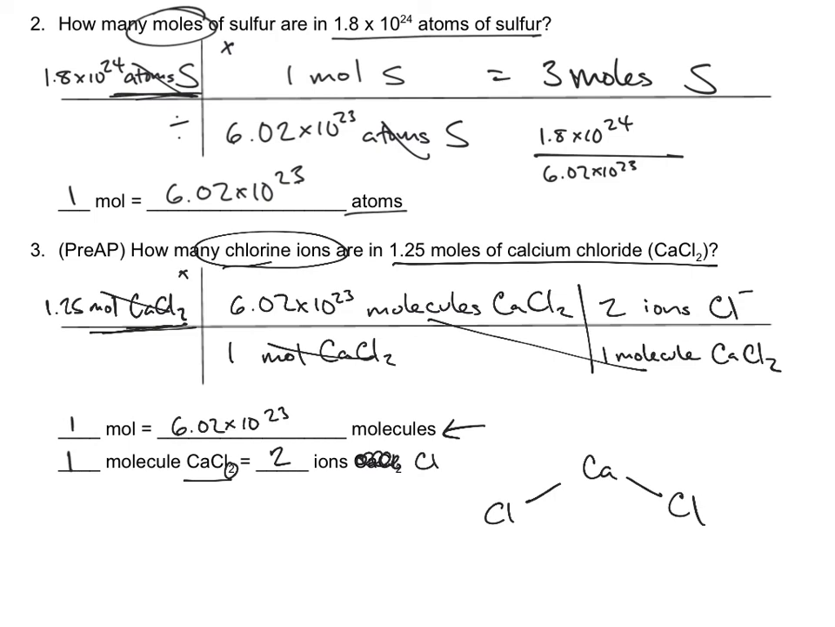You'll multiply across the top, divide by the bottom ones. So you do 1.25 times 6.02 times 10 to the 23rd times 2, which is going to get you some number. It's late. I don't have a calculator sitting here next to me, so I'm not going to do that out. But it should not be super duper difficult. Actually, I just kind of did it in my head. It should be somewhere around 15 times 10 to the 23rd ions Cl. So that is how you extend it to ions.